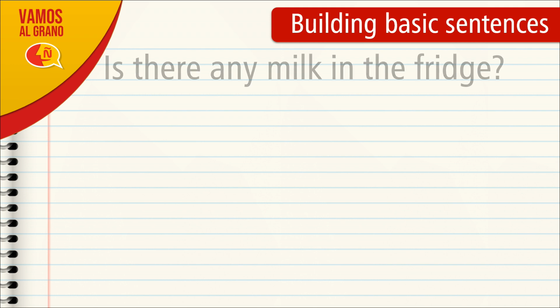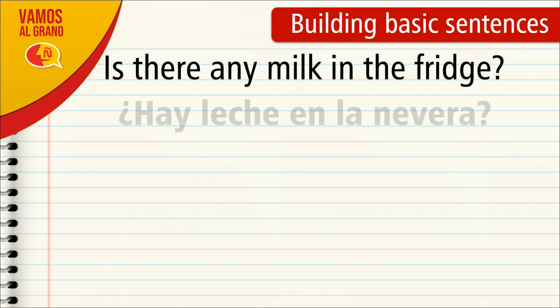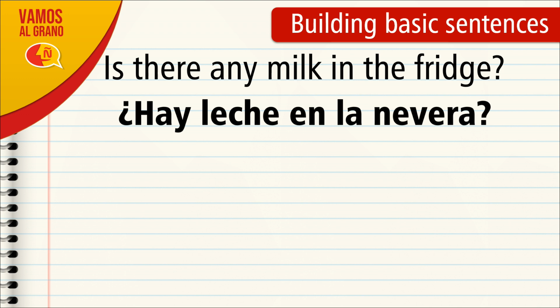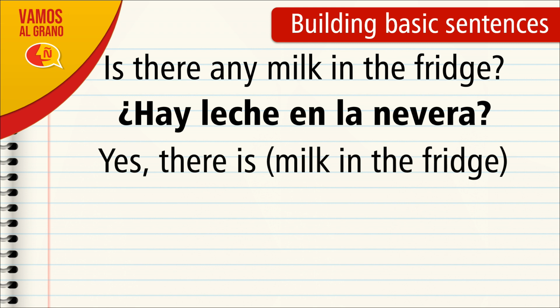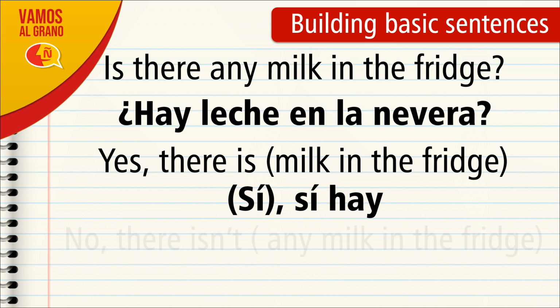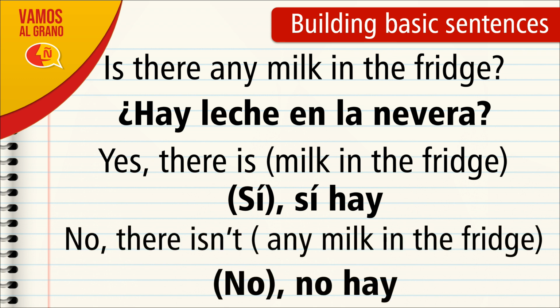Okay, now what about this one? How would you ask this question in Spanish? ¿Hay leche en la nevera? Sí, sí hay. Or simply, sí hay. No, no hay. Or simply, no hay. Okay, so now we already know how to use the verb form hay to talk about the availability of something or the presence of something.